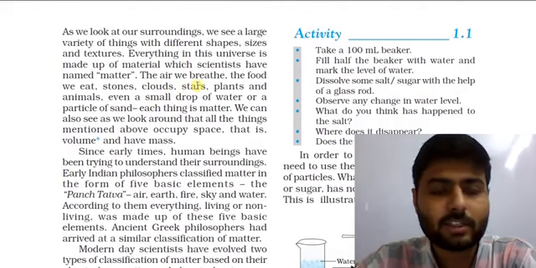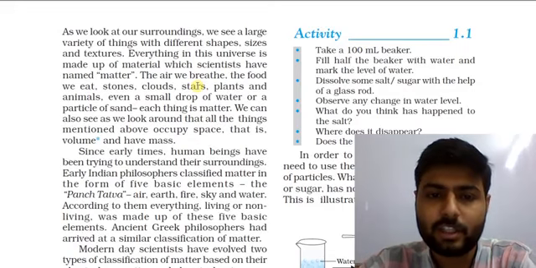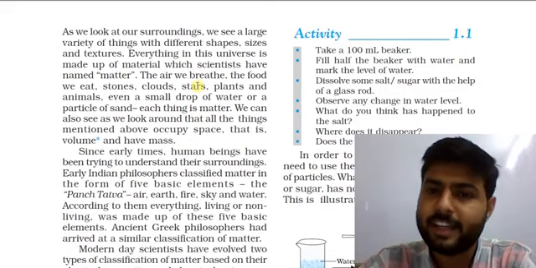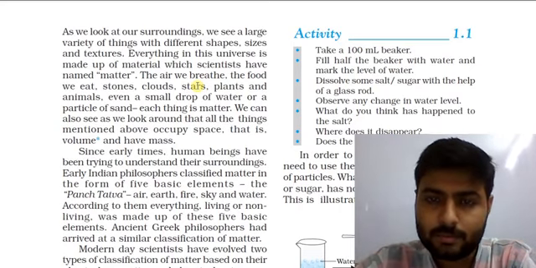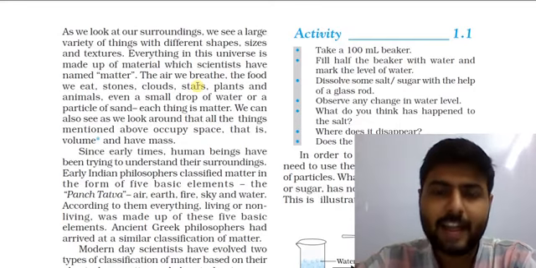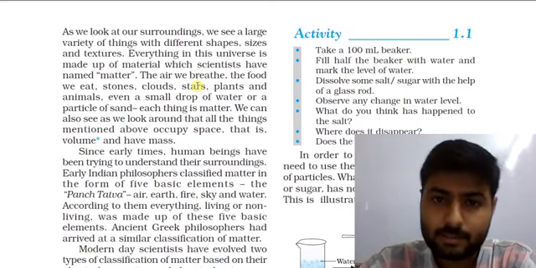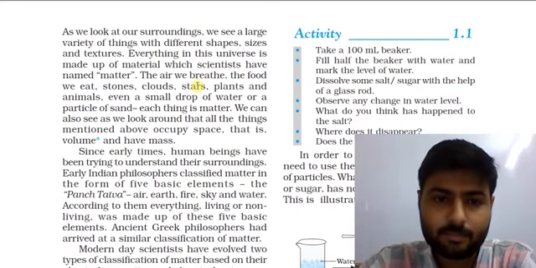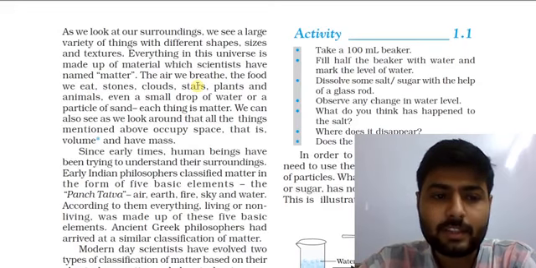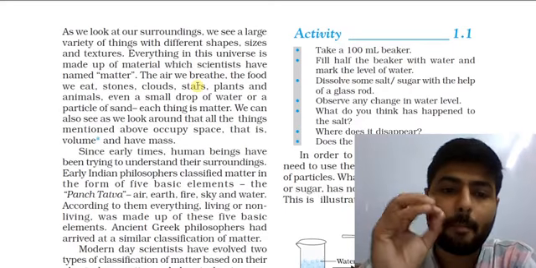As we look at our surroundings, we see a large variety of things with different shapes, sizes and textures. We can see many things around us. For example, I can see this computer, table, lots of other electrical gadgets, books, cupboards, etc. Everything in this universe is made up of material. Scientists have named it matter.